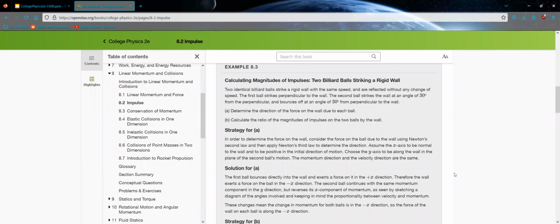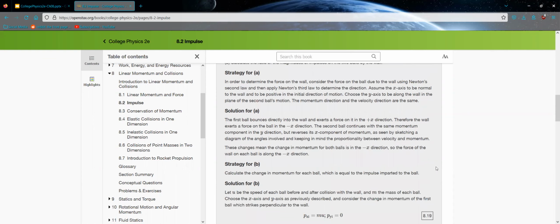So here we have an example of billiard balls. That's pool balls, by the way. Two identical billiard balls strike a rigid wall at the same speed and are reflected without any change of speed. So imaginary frictionless physics, right? The first ball strikes perpendicular to the wall. The second ball strikes the wall at an angle of 30 degrees from the perpendicular and bounces, again, 30 degrees off. So determine the direction of the force of the wall due to each ball, and calculate the magnitude of the impulses of the two balls on the wall.